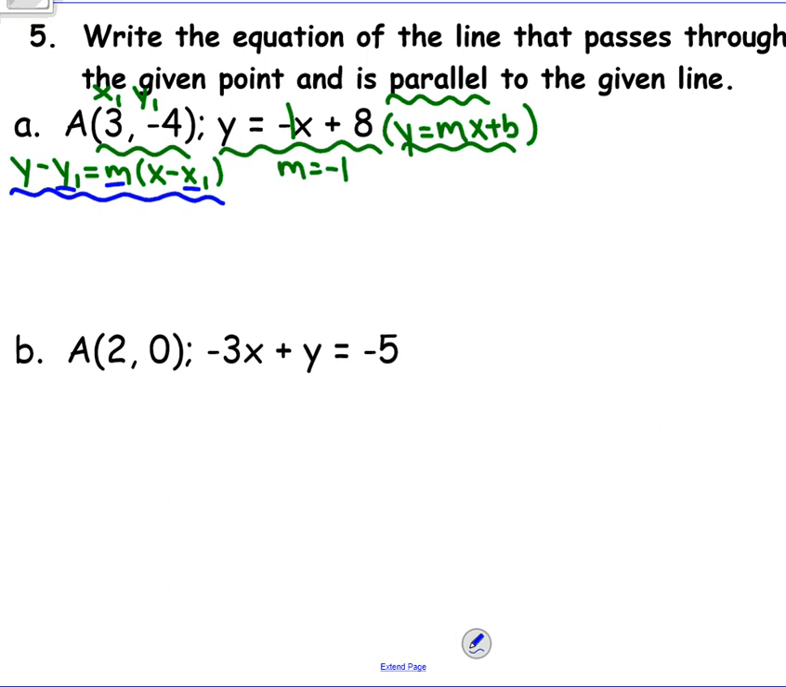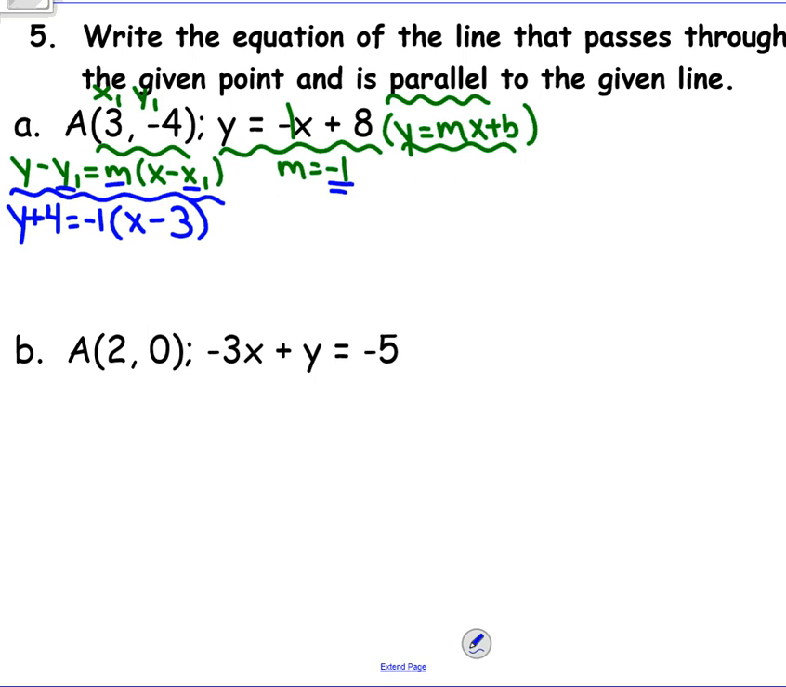So starting over on the left side, y minus my y sub 1 value would be the negative 4. Well, if I'm subtracting a negative 4, that's the same as adding on positive 4. I then put my equal sign down, and in for slope, I put my negative 1. That was the value I found over here. And then in parentheses, x minus my x value of 3. Okay, perfect. This is point slope form.